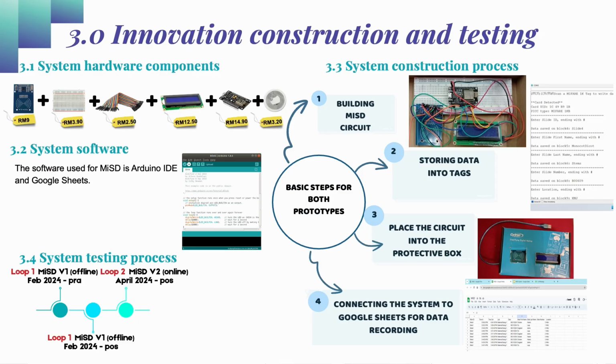For the system hardware components, as shown above. For the system software, MISD uses Arduino IDE and Google Sheets. The system construction process begins with building its circuit, storing data into tags, placing the circuit into a proper box, and connecting the system to Google Sheets for data recording. System testing began in February 2024, and the second loop started in April 2024.